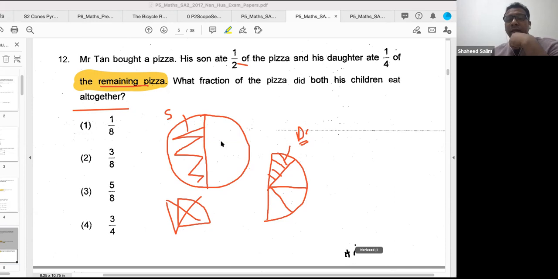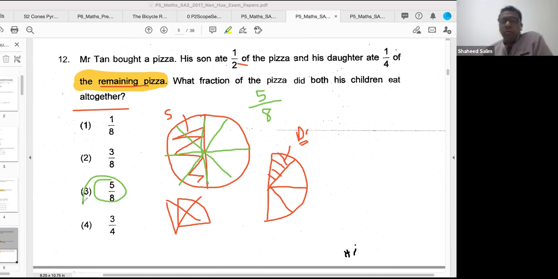So how much do they eat all together? Well, let us see. This side I can also cut like that. So I cut like that. See, I can also cut like that. Can you all see? This whole thing is like one whole. So there's 1, 2, 3, 4, 5. 5. Whole thing is how many? 8. 5 over 8.